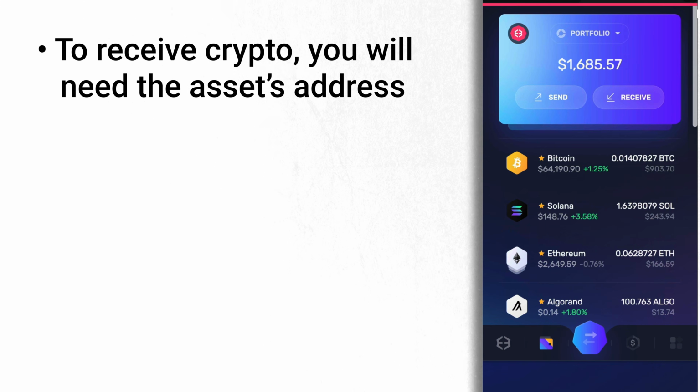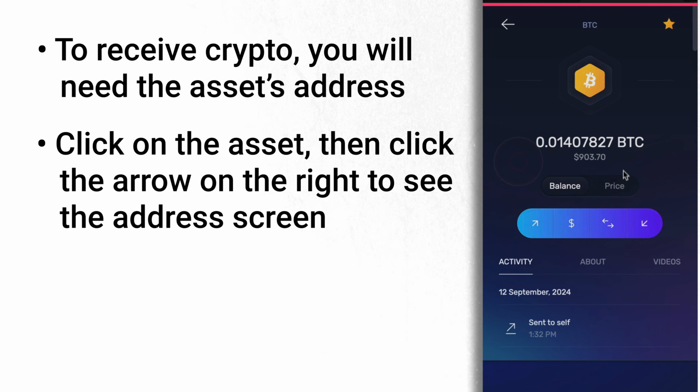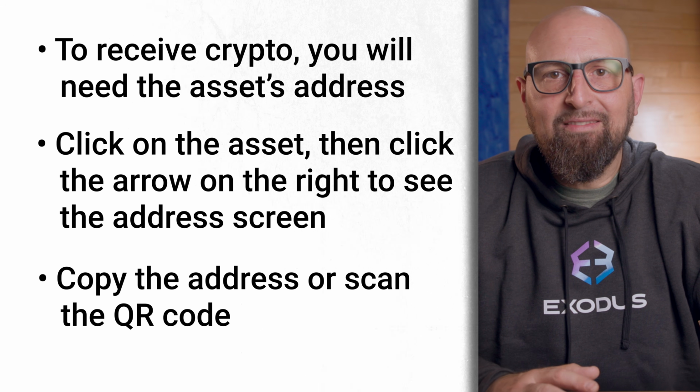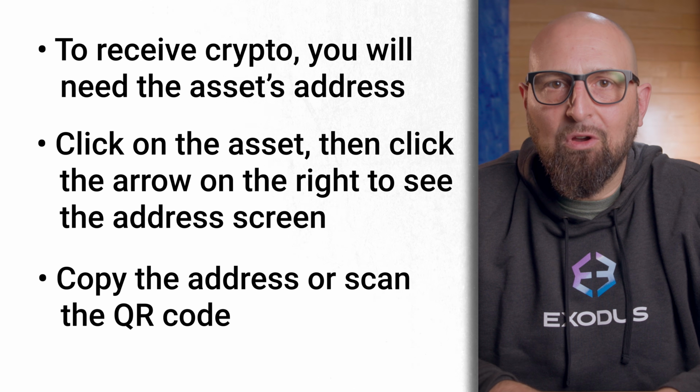To receive crypto, you'll need the asset's address. Click on the asset, then click the arrow on the right to see the address screen. You can copy the address by clicking copy or scan the QR code. Paste or scan this address wherever you want to send crypto from.